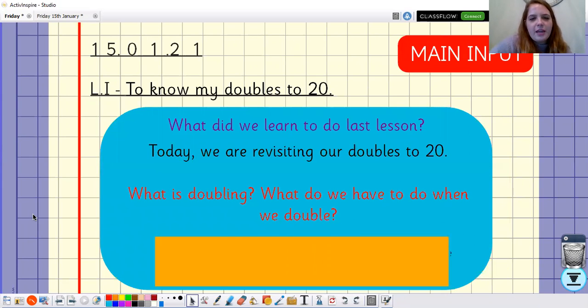Now, just having a little think about our learning last lesson, I want you to think about, what did we learn to do? Okay, what were we learning to do last lesson? We've just had a big clue there. So last lesson, we were learning about arrays. We were learning what an array is and how it can help us with our multiplication learning. Now today, we're going to be revisiting something that you would have learned in year 1 last year. You're going to be revisiting your doubles to 20.